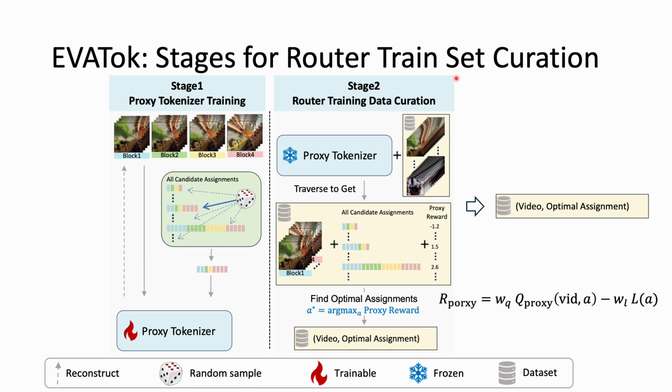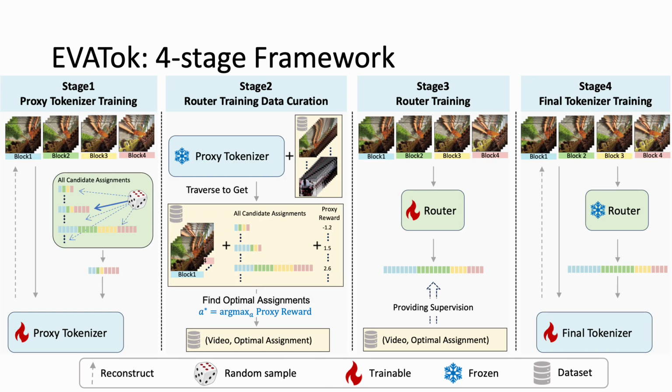And stage 2, the router training data curation, is to build a dataset of videos and their optimal assignments for training routers. We traverse a video dataset and record the video-assignment-reward triplets for all possible assignments, and further, for each video, we select the highest reward assignment. We can build a dataset of videos and their optimal assignments for compression. And together, we have a 4-stage framework of EVATok, and the outcome of this framework is the combination of a router and a final tokenizer.